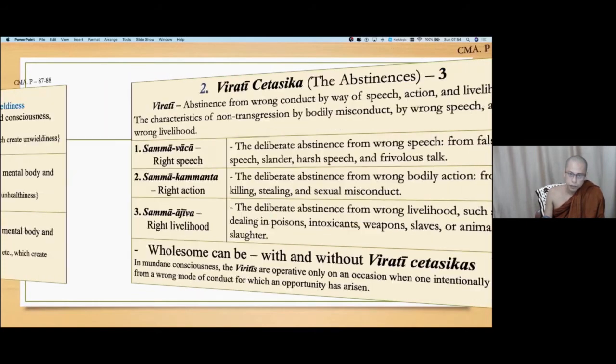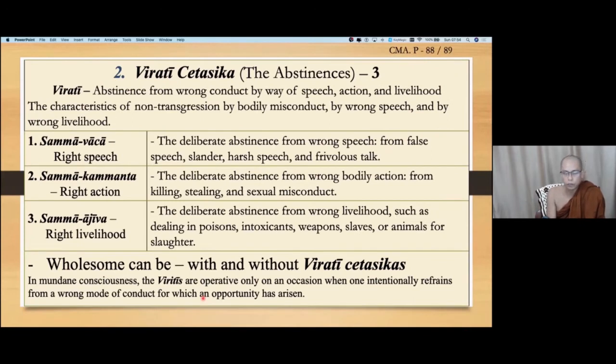As the second group of the beautiful mental fetters, there are three virati, abstinences. Here virati are called abstinence from wrong conduct by way of speech, action, and livelihood. That's why they are divided into three mental fetters, but they share the same nature, abstinence from wrong conduct. Here the characteristic is non-transgression by bodily misconduct, by wrong speech, and by wrong livelihood.